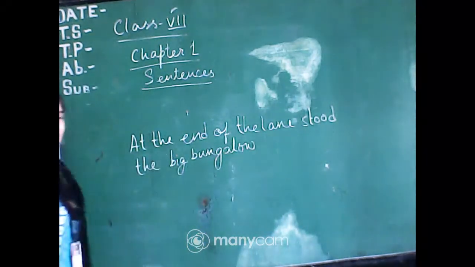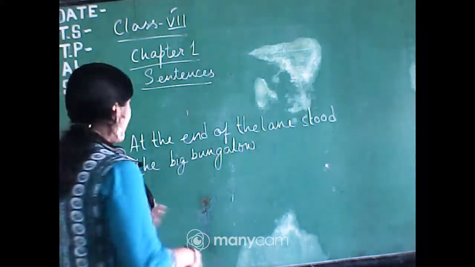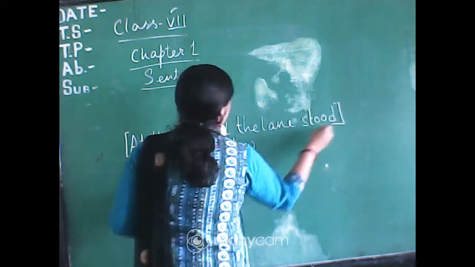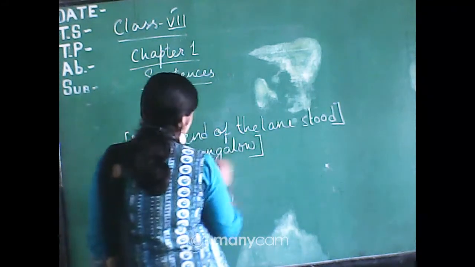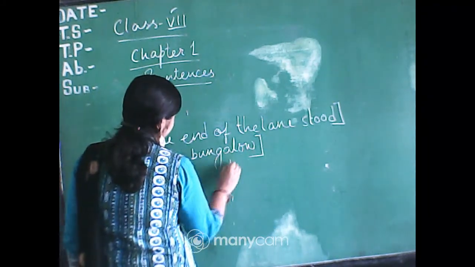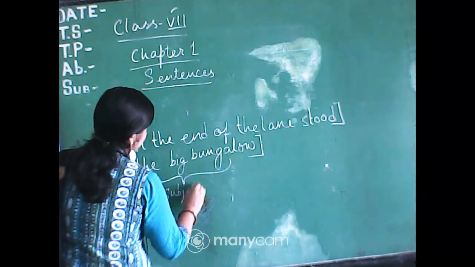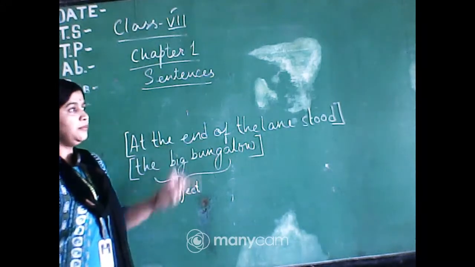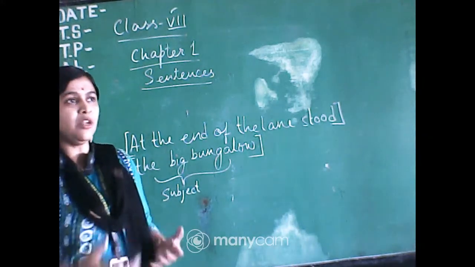Okay, in this sentence the order is a little bit reversed, and at the end of the lane stood is actually the predicate and the big bungalow is the subject. The big bungalow is the subject because about this it is being stated, but the sequence of the words in this sentence has been altered.